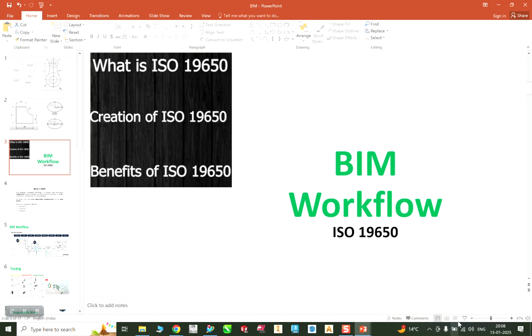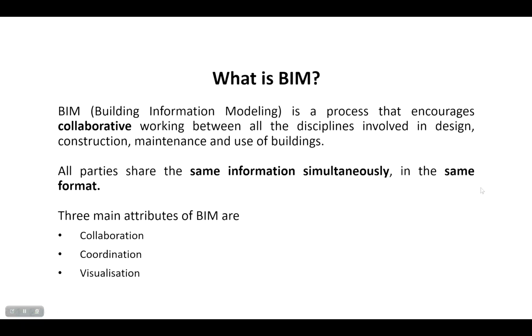So here, another part is what is BIM. I told you already, it's basically your process that encourages collaboration. Collaborative is basically the workflow. When we start our project, the information needs to go from the raw material to the finished one. That means the collective work is going to be done very well. So collaborative means working between all the disciplines involved in design, construction, maintenance and use of the buildings.